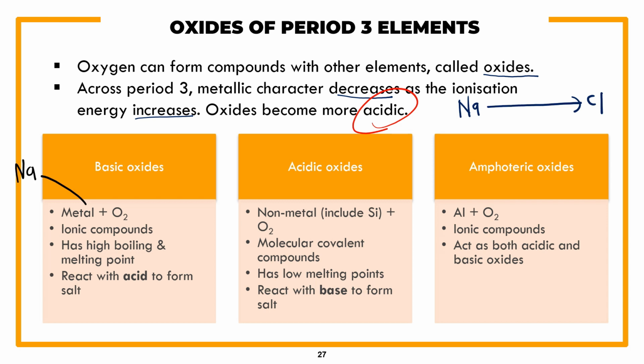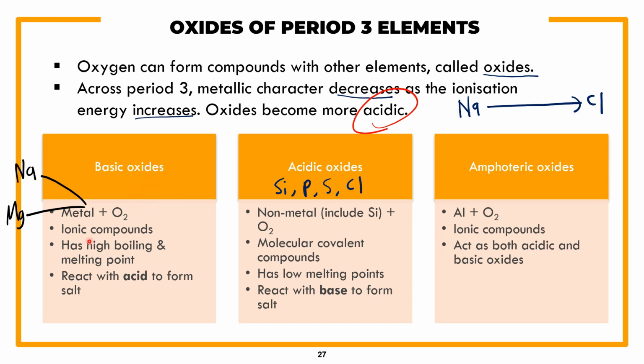In period 3, the metals sodium and magnesium react with oxygen to form basic oxides. Non-metals, including silicon, form acidic oxides. So what are the non-metals? We have silicon, phosphorus, sulfur, and chlorine. These non-metals and metalloids will react with oxygen to form acidic oxides. Meanwhile, aluminium, which is a metal, reacts with oxygen to form amphoteric oxides.